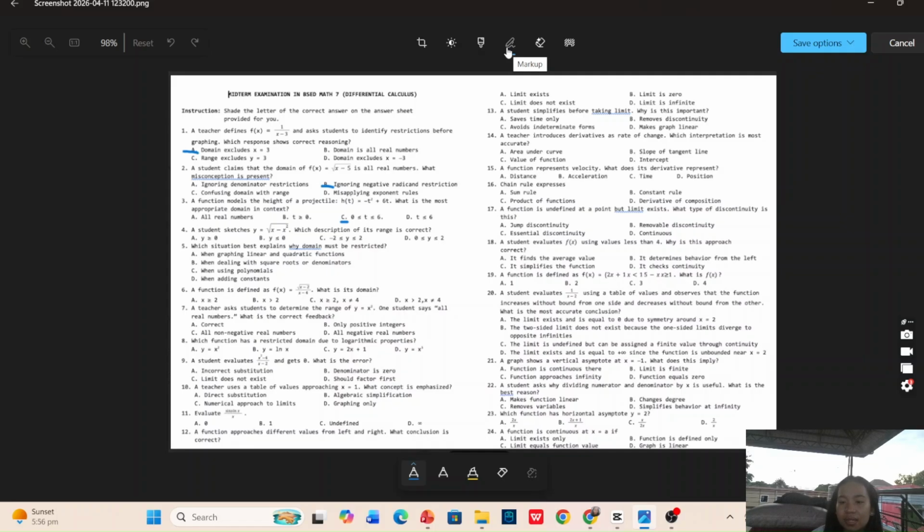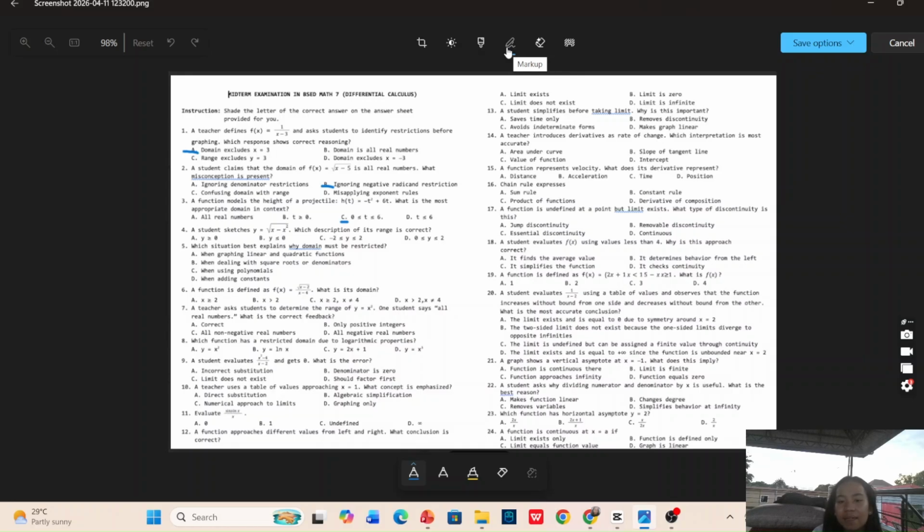It is removable discontinuity because a removable discontinuity can be altered. Just because it is discontinuous doesn't mean it cannot be altered. Removable means there is a function that can be altered, since the limit exists. So therefore, it is a removable discontinuity, meaning it can still be fixed as long as the function is adjusted. So again, number 17 is letter B, removable discontinuity.